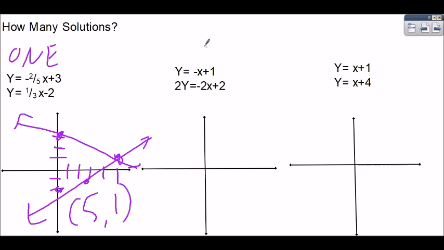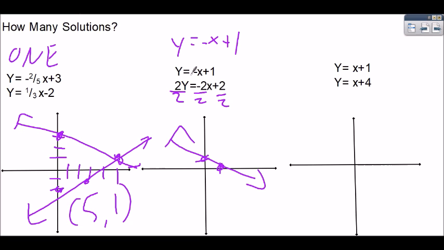Alright, for my next one, it's not in y equals mx plus b form, so I have to divide by 2 to everything to get it by itself. So I have y is equal to negative x plus 1. So here are my two equations. I'm going to graph them.